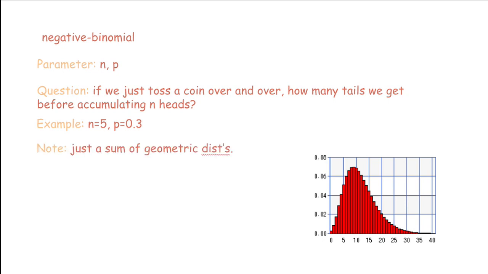Of course, you can think of the negative binomial as several geometrics, one after the other, since the number of tails to, for example, the third heads is the sum of the number of tails to the first heads, plus the number of tails from that point to the second heads, plus the number of tails from the second heads to the third.